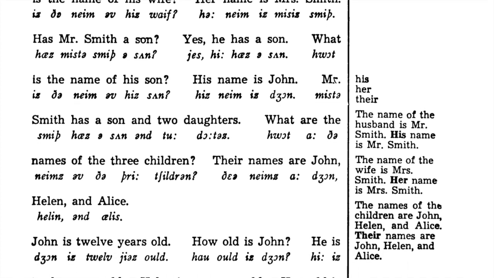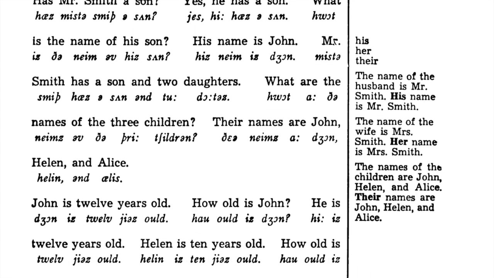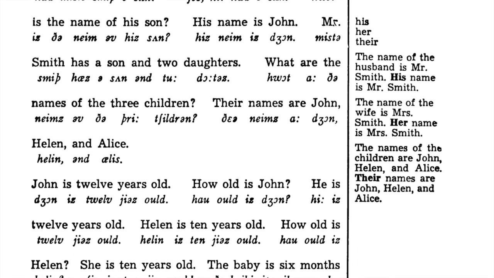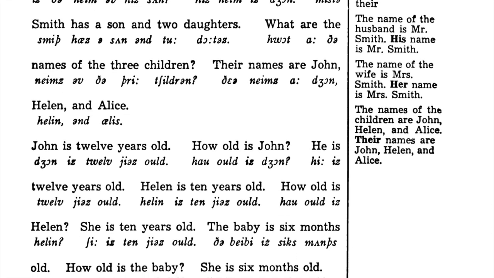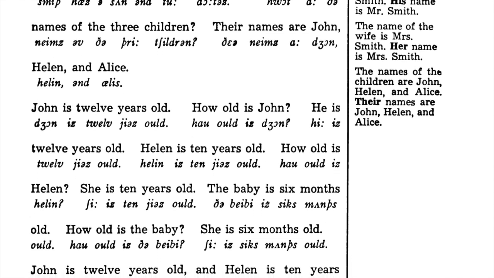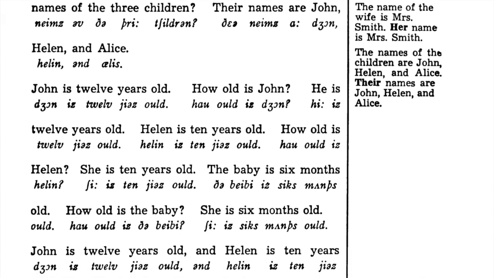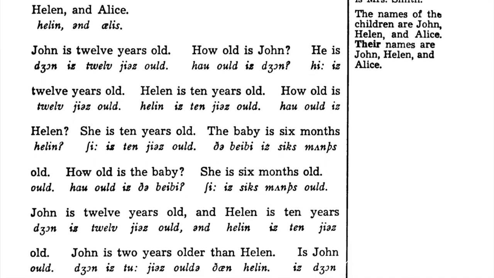Mr. Smith has a son and 2 daughters. What are the names of the 3 children? Their names are John, Helen, and Alice. John is 12 years old. How old is John? He is 12 years old. Helen is 10 years old. How old is Helen? She is 10 years old.